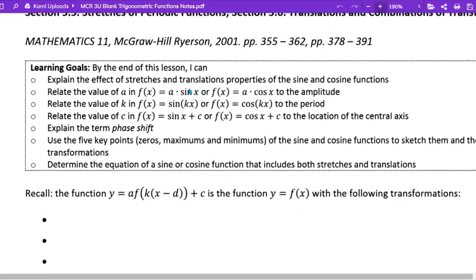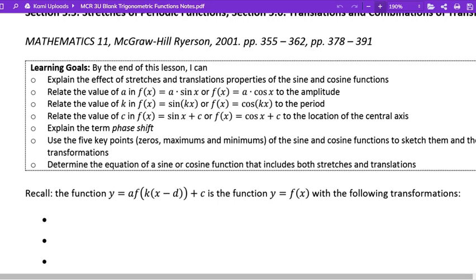We are going to look at C, so the vertical translation, and that moves the central axis, right? Remember we talked about the central axis, the middle line that goes through the curves? Well, that we can move with the C. And then the last one that we're going to look at is D. That's the horizontal translation, and we give it a new name. We give it a name of phase shift.